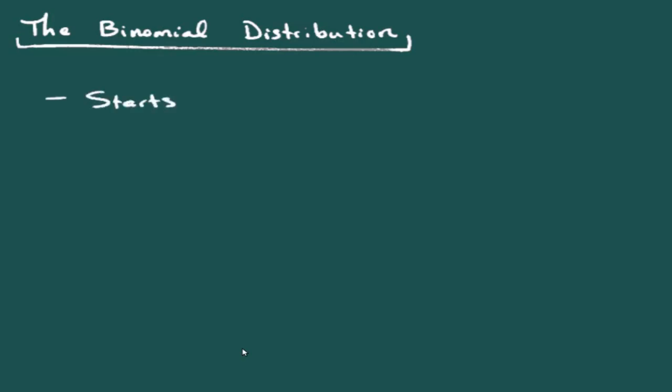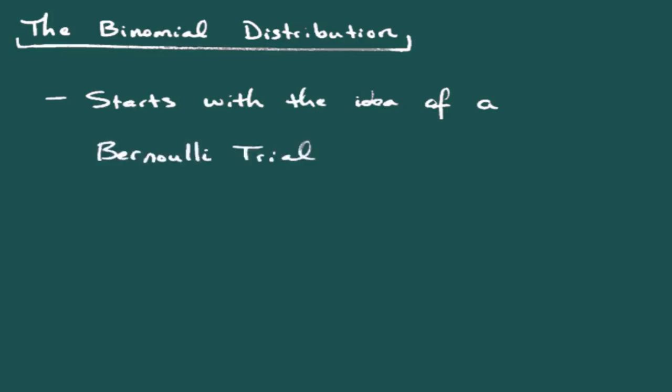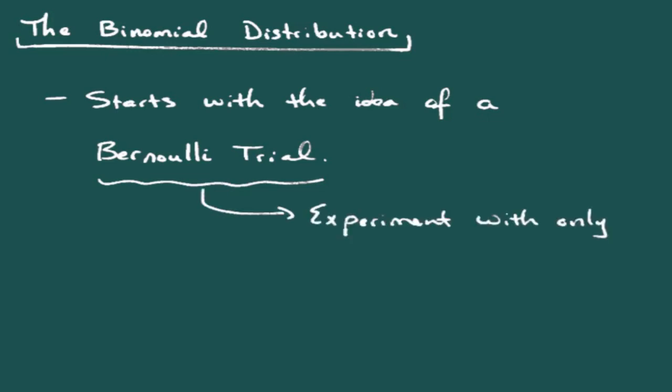Now, the idea behind the binomial distribution is that it starts with the notion of a Bernoulli trial. A Bernoulli trial is really nothing more than an experiment in which we have two possible outcomes, and of those outcomes we usually call one of them success and the other one failure.